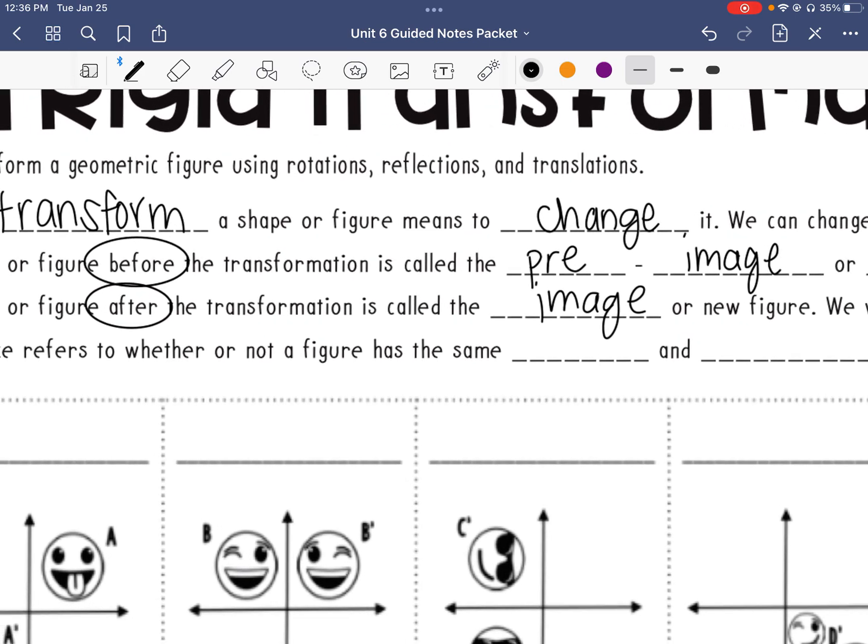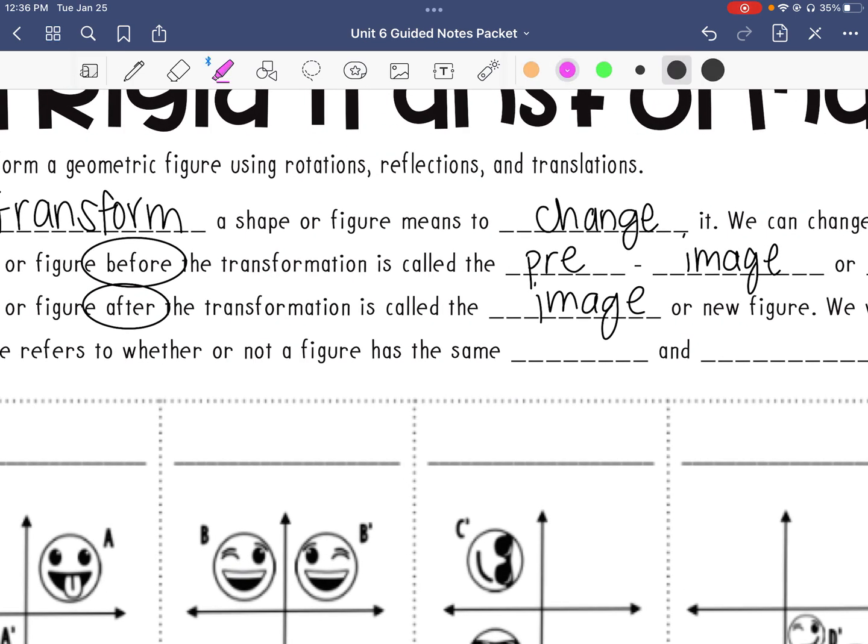So let's examine these words here. What is an image? What does that word mean? In class, we talked about how that's like a picture. Okay, an image is a picture. And the word pre means before. So this means before picture. It's the before picture, it's the before image. Okay, that's why that word got circled. The before picture. And the after, we just call the image. We just drop the pre off.